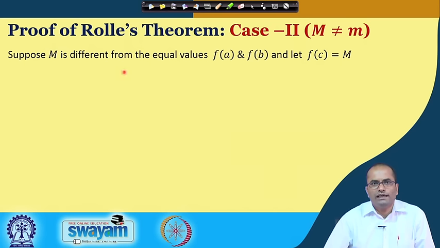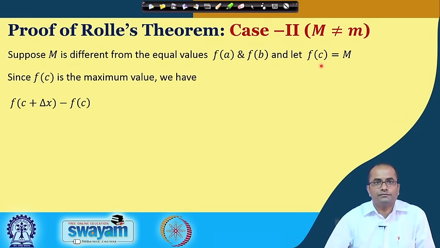So, we take that the function is taking this value m at a point c. So, f c is equal to m, the function is having this local maximum at the point c. So, if this f c is the local maximum, then we have f c plus delta x minus f c. Just consider this situation, f c plus delta x. So, this point here c plus delta x is in the close vicinity of c, just assume this delta x is close to 0.